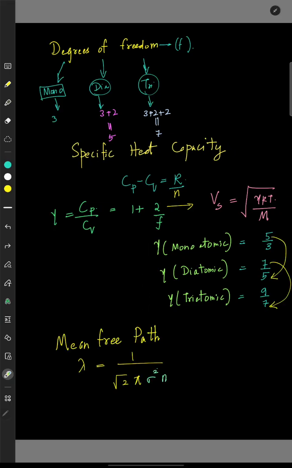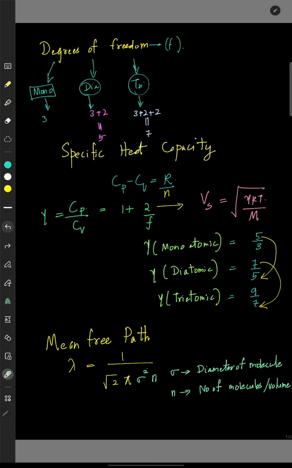Finally, the mean free path. The mean free path is given as 1/(√2 π σ² n), where sigma is the diameter of the molecule and n is the number of molecules per unit volume. It is the number density. And finally, the mean free path is directly proportional to temperature and inversely proportional to pressure.